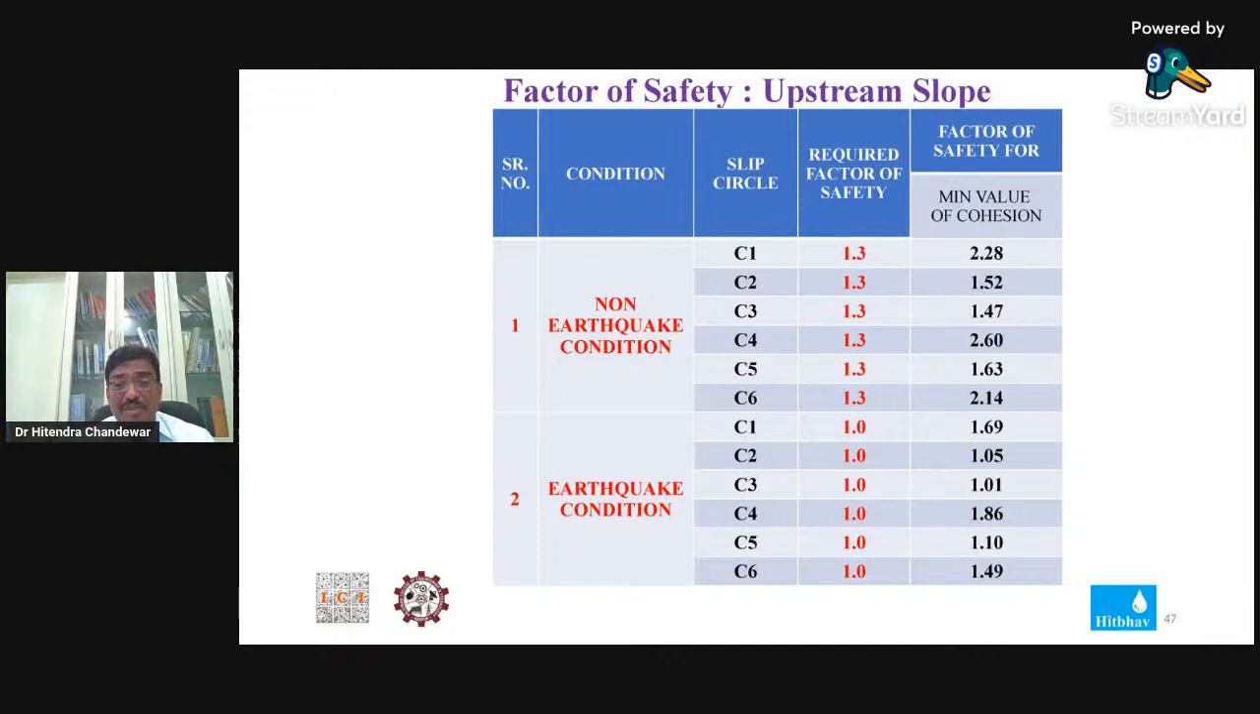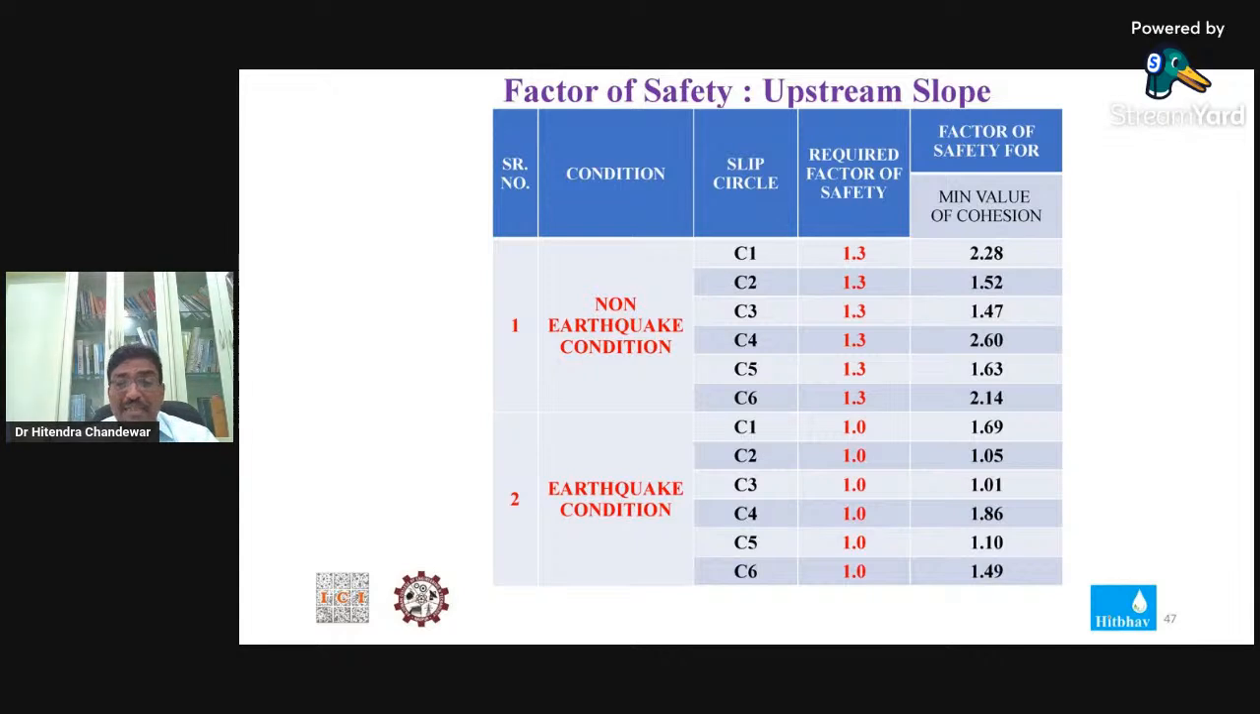For the slope of 3 to 1, everywhere my factor of safety was satisfactory. But for 2 to 1 and 2.5 to 1, both the outer slope, upstream slope and downstream slope, were found unstable. So at the last I went with the 3 to 1 slope. For those conditions, these are the factors of safety and the minimum requirement.